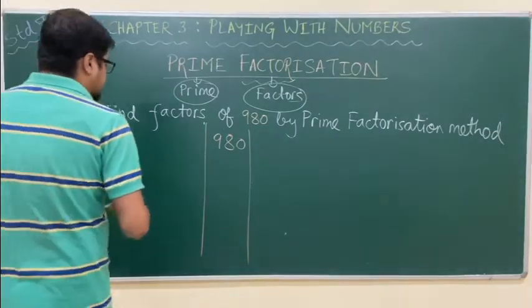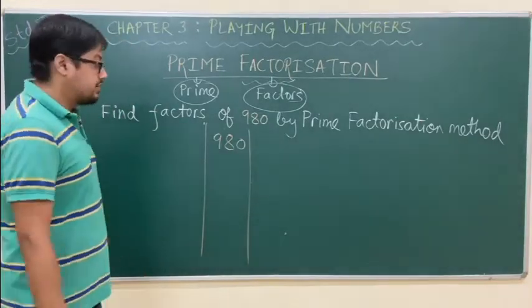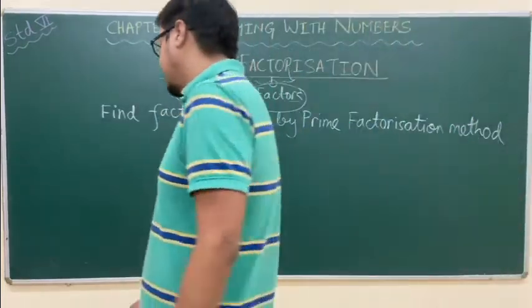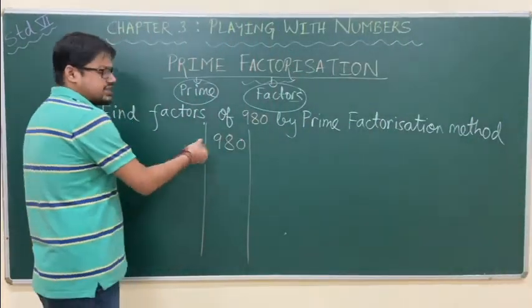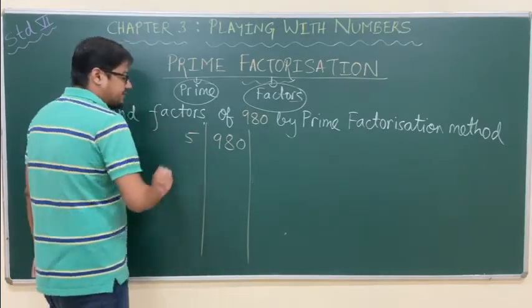Let us start with division. We can divide with 5 also. Why 5? 5 is also a prime number. We can divide with 2 also. Why 2? 2 is also a prime number. So for this question I can divide with 5 also. I can divide with 2 also. Let us start division by 5.